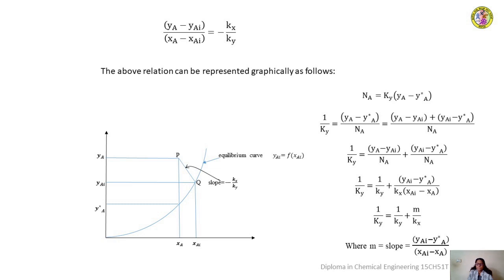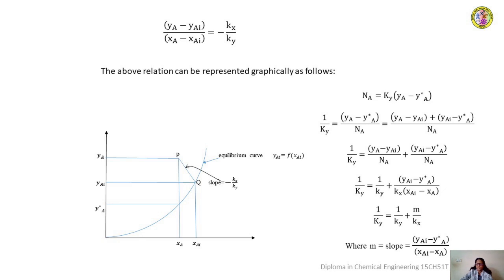So this theory is also called the two film theory because it relates the resistance in the two films on the two sides of the interface to the overall resistance that exists between the two phases. So that is the Whitman's theory, called Whitman's two film theory or two resistance theory for the interface mass transfer.